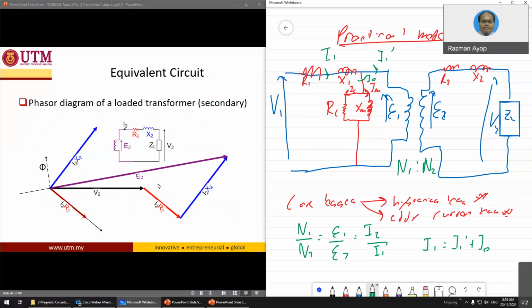So this is the phasor diagram. So how to draw the phasor diagram?